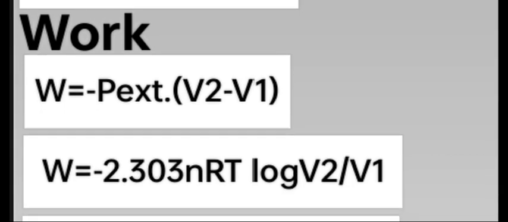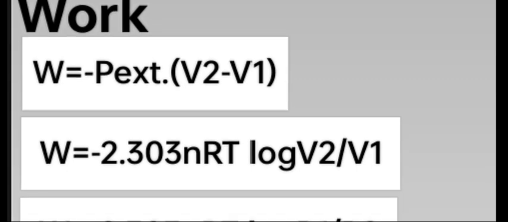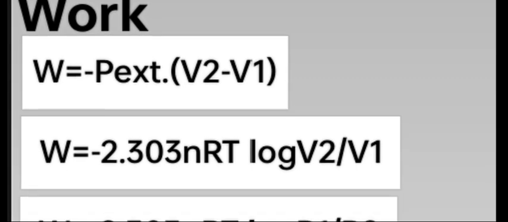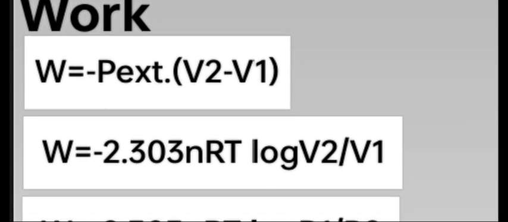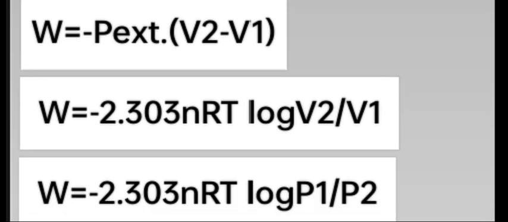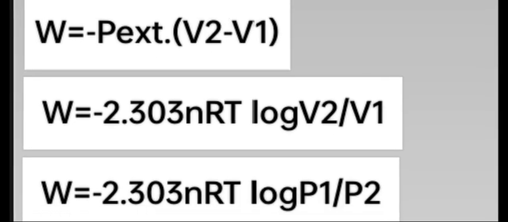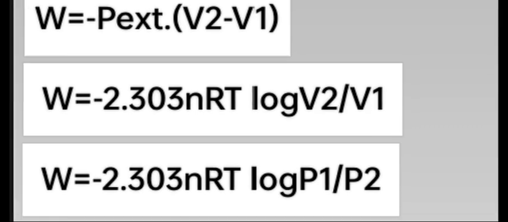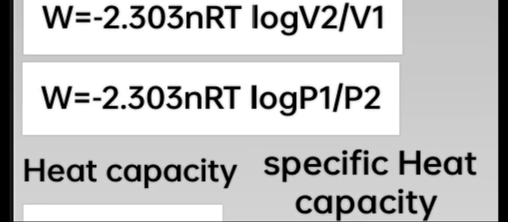For a reversible reaction, the formula used is W is equal to minus 2.303 nRT log of V2 by V1, and another formula is W is equal to minus 2.303 nRT log of P1 by P2. Here V2 and V1 are final volume and initial volume, and P1 and P2 are initial pressure and final pressure respectively. These two formulas are for reversible reaction.